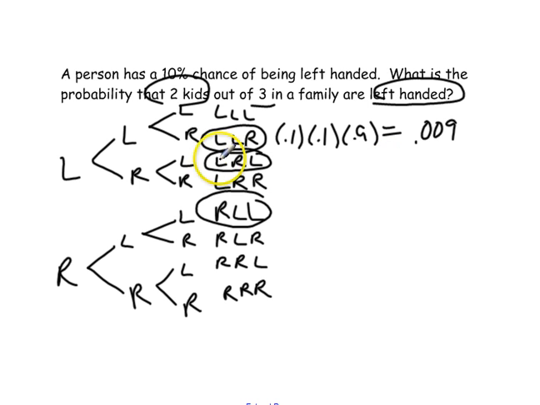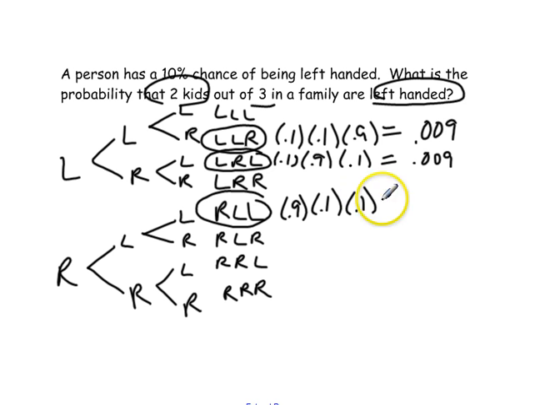The probability that it happens like this with the second child being right-handed is 0.1 for the left-handed, 0.9 for the right-handed, 0.1 for the left-handed. We multiply that, 0.009. Then for the last one, if you want the first child to be right-handed, that would be 0.9 times 0.1 times 0.1. They're all the same because all we did was multiply in different orders.